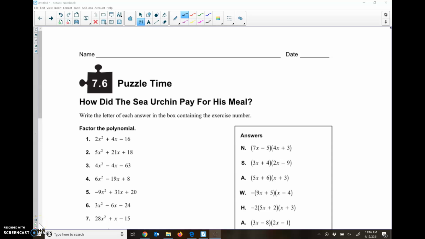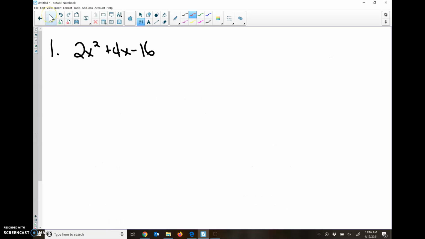Mulla with the 7.6 puzzle time, and the joke for this one is, how did the sea urchin pay for his meal? So we're going to do a couple of these. Remember, this section's kind of frustrating because it's a lot of guess and check.